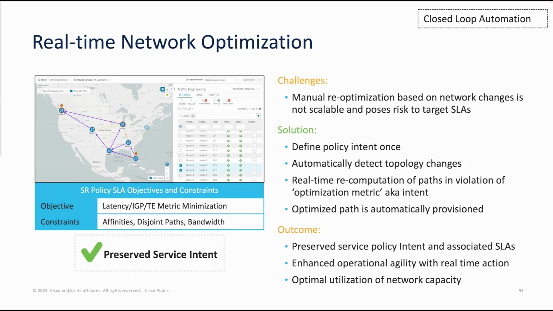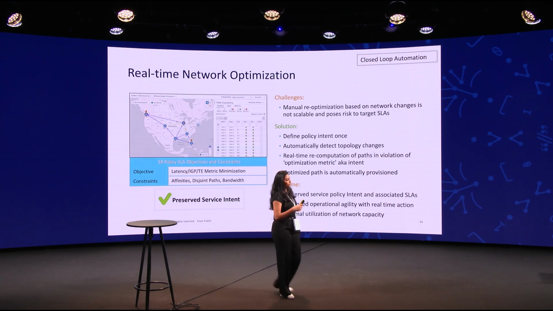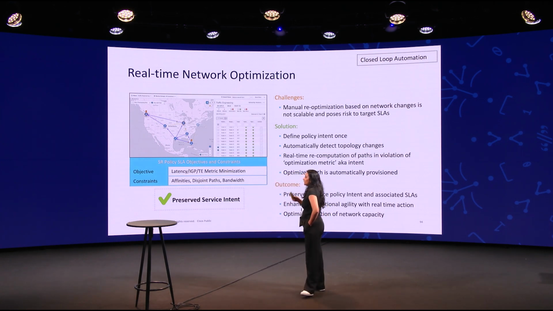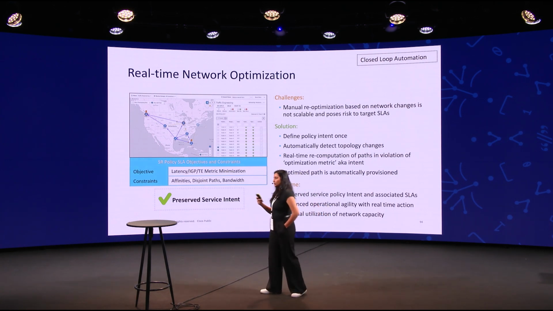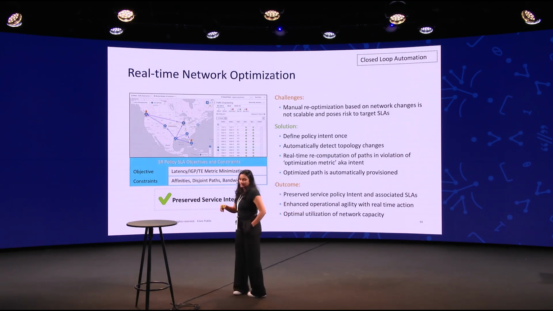So let's say you have a service with low latency provisioned in the network, and it's like an ultra-low latency service, and something happens along the path of that service that makes it no longer the lowest latency path you could have in the network. So typically, you would go in and you would say, hey, let me find another path, provision it, change it, and all of that. Again, takes a lot of time.